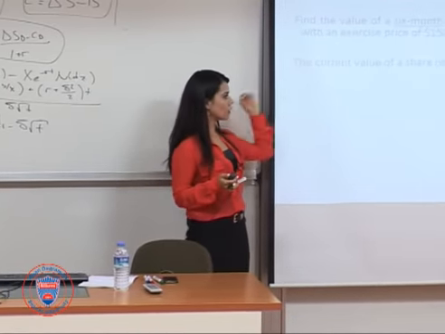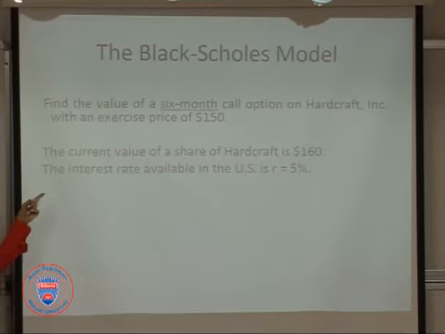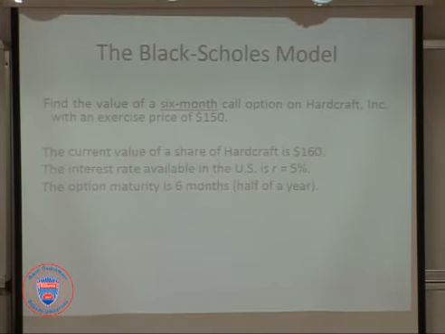One is the current value of the stock price, which is $160. Risk-free rate is 5%. The maturity is 6 months. It says 6-month call option anyway. And the volatility of the stock is 30%.